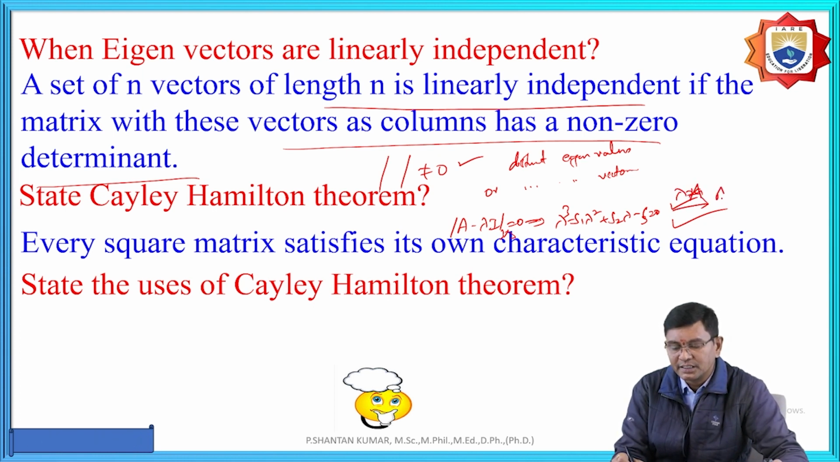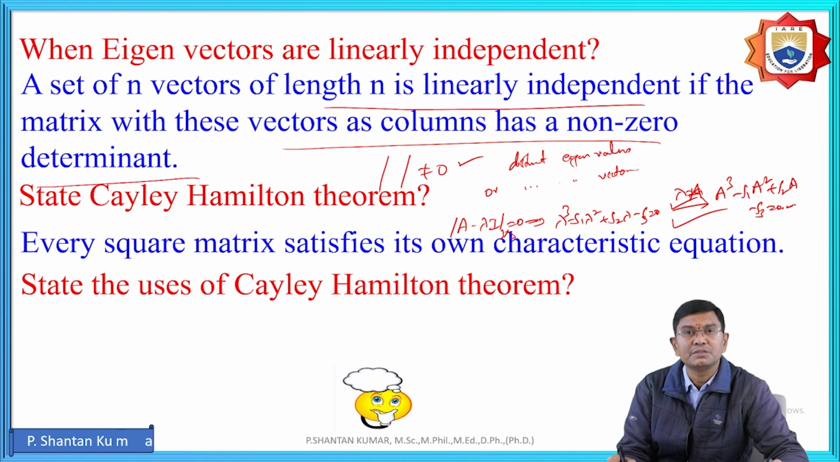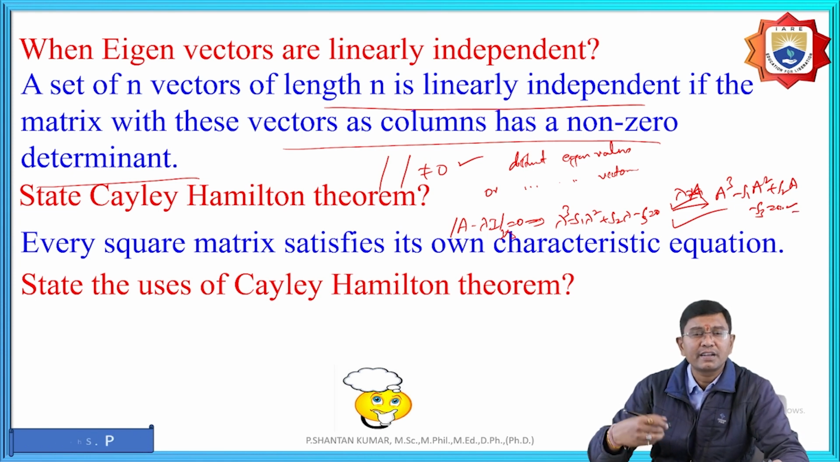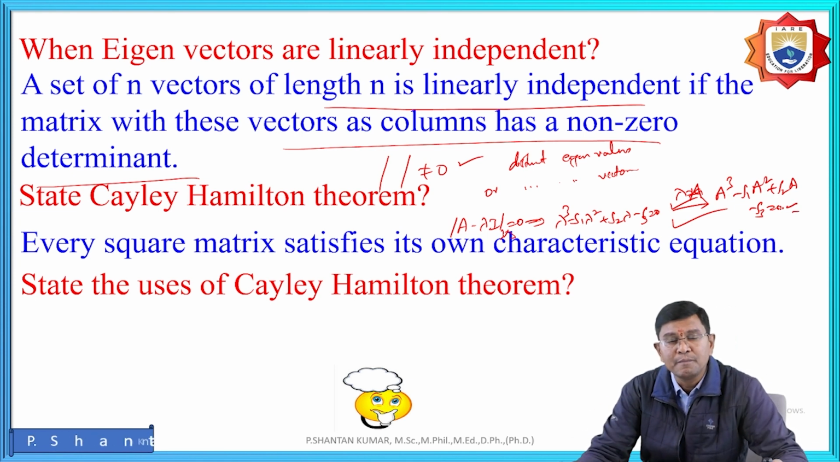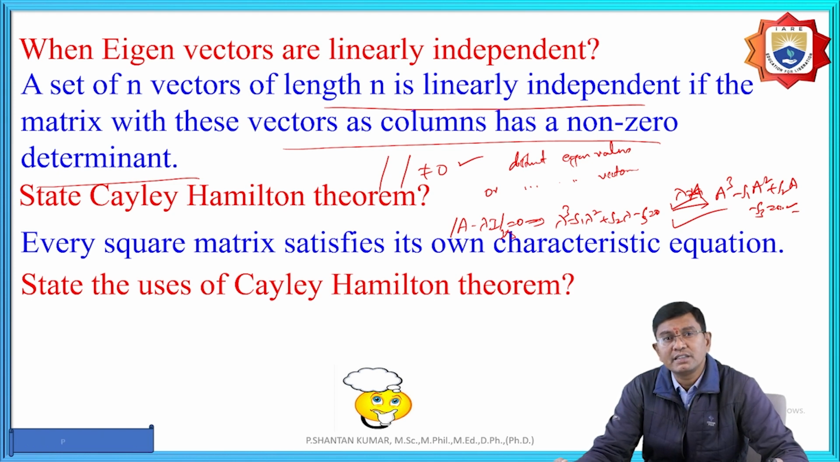Then the equation is reduced to A cubed minus s1 A squared plus s2 A minus s3 I equal to 0. That equation is satisfied after calculating the given matrix A, and A squared and the corresponding A cubed, and substituting them. That is the meaning of every square matrix satisfying its own characteristic equation, which is the Cayley-Hamilton theorem statement, whether the matrix is 2 by 2, 3 by 3, 4 by 4, or any order.